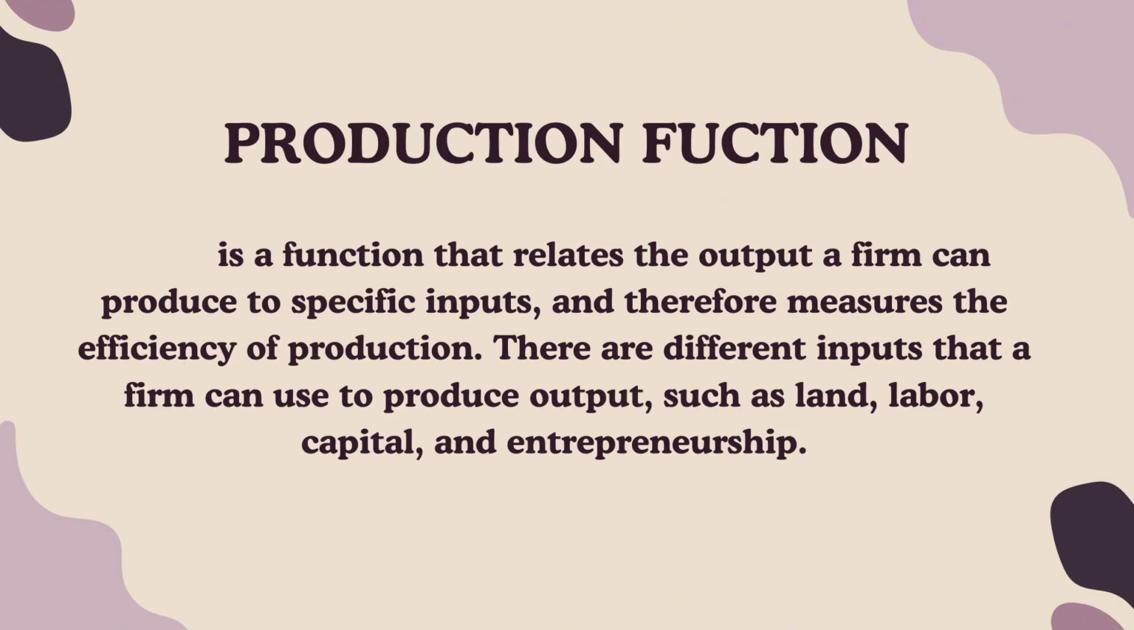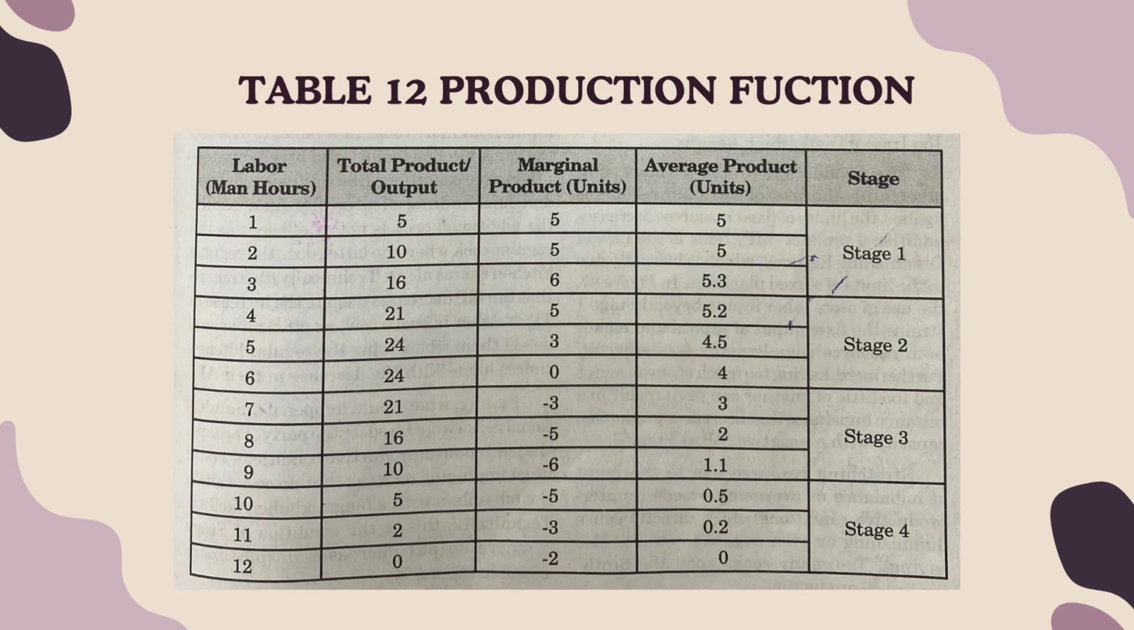Production function is a function that relates the output a firm can produce to specific inputs and therefore measures the efficiency of production. There are different inputs that a firm can use to produce output such as land, labor, capital, and entrepreneurship. As you can see, Table 12 shows the relationship between labor, man-hours, and output in the production process. It illustrates the concepts of total product, marginal product, and average product.